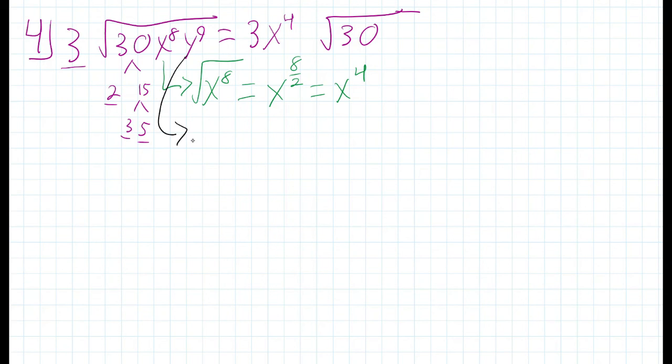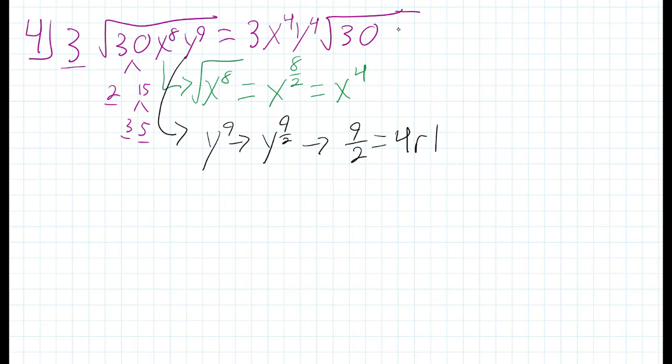Next, I take a look at the square root of y to the 9th. This means I'm taking y to the 9th, and I am dividing 9 by 2. 2 goes into 9 4 times, and we have a remainder of 1. So 9 divided by 2 becomes 4 with a remainder of 1. So that means we end up with y to the 4th out in front times 1y left underneath our square root.